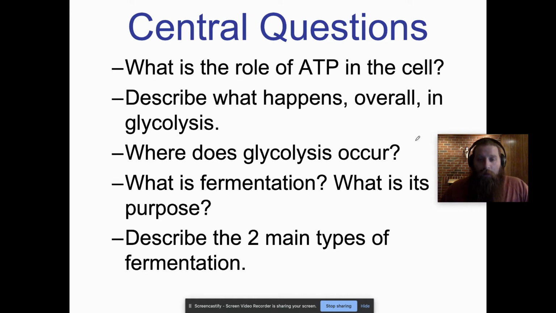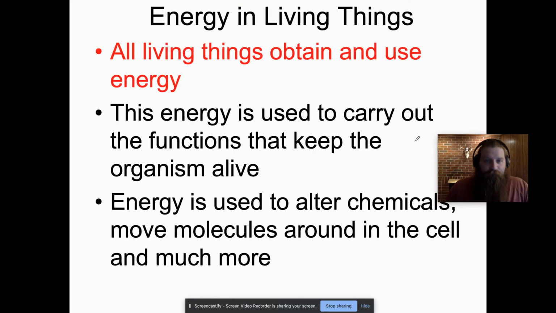We want to know where glycolysis occurs in the cell. It's in a certain part of the cell. It's just a one-word answer. We want to talk about fermentation. We want to know why an organism may do fermentation. We want to know the difference between fermentation and what we're later going to talk about called cell respiration, okay? And then we're going to talk about the two kinds of fermentation.